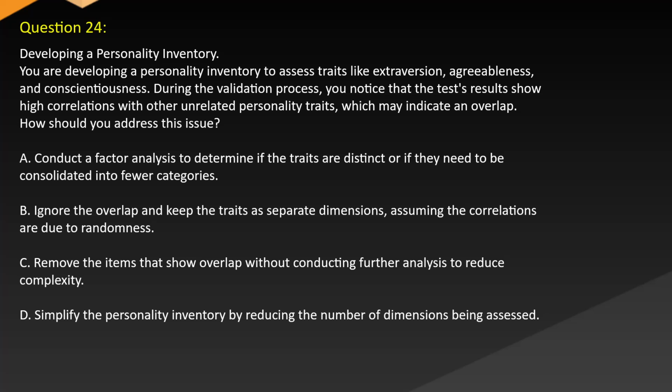A. Conduct a factor analysis to determine if the traits are distinct or if they need to be consolidated into fewer categories. B. Ignore the overlap and keep the traits as separate dimensions, assuming the correlations are due to randomness. C. Remove the items that show overlap without conducting further analysis to reduce complexity. D. Simplify the personality inventory by reducing the number of dimensions being assessed.